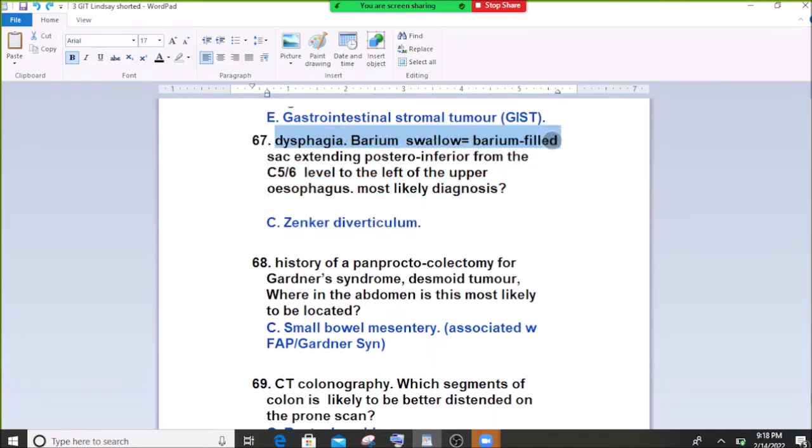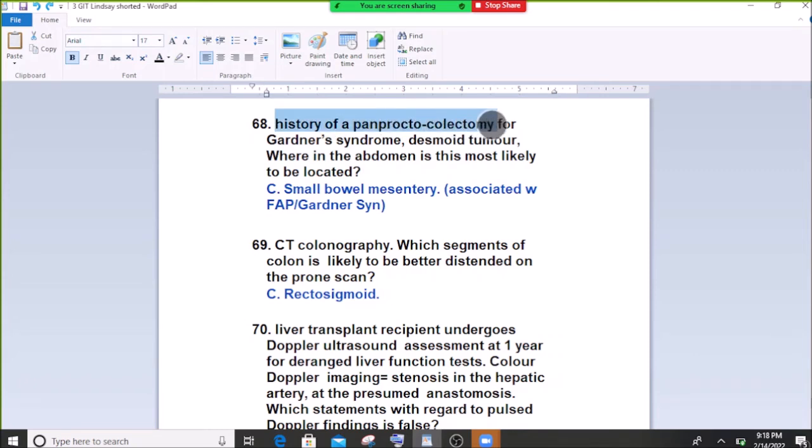Dysphagia history. Barium swallow shows barium-filled sac extending posterior inferior from the C5-6 level, so the diagnosis is Zenker diverticulum.